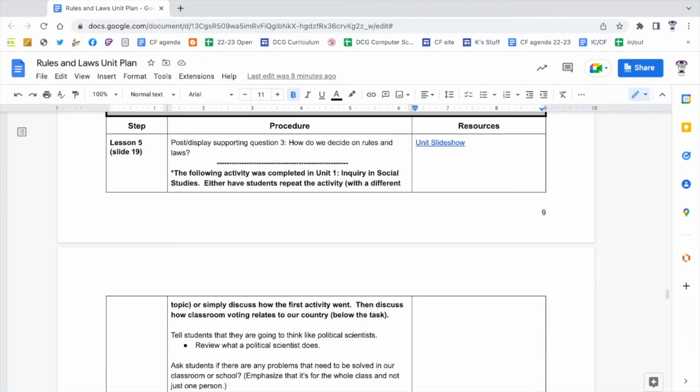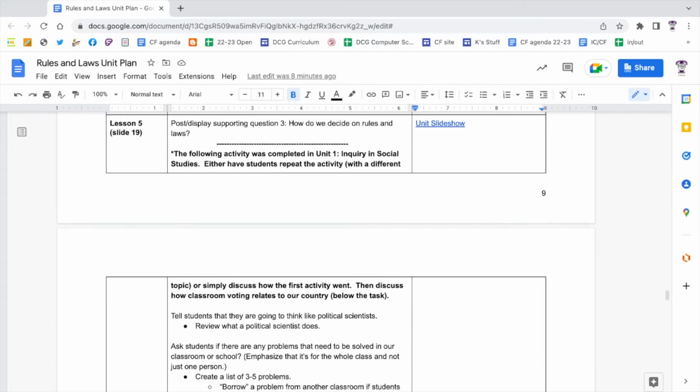In Lesson 5, we start by looking at the supporting question 3, how do we decide on rules and laws? The next activity that's listed in the lesson plan is something that was completed during the inquiry unit. You can either repeat the activity using a different topic or simply just reflect back on how the activity went. Then you talk about how classroom voting relates to our country, which is below the next set of dashed lines.